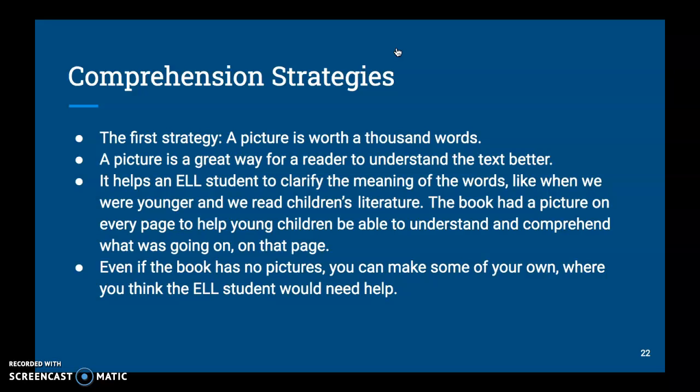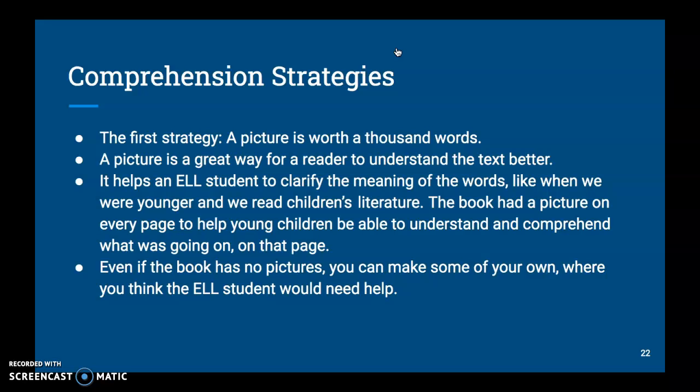And for the first strategy, a picture is worth 1,000 words. A picture is a great way for a reader to understand the text better. When we were younger, we read children's literature books. On each page of the book, there was a picture to help us know what the words were meaning. So whether the book was being read to us or we were reading the book, we always looked at the pictures first to help us clarify what we were about to be reading and to understand what the words meant better. So for an ELL student, it helps them do the same thing. It helps them clarify the meaning and helps them understand and comprehend what the words mean.